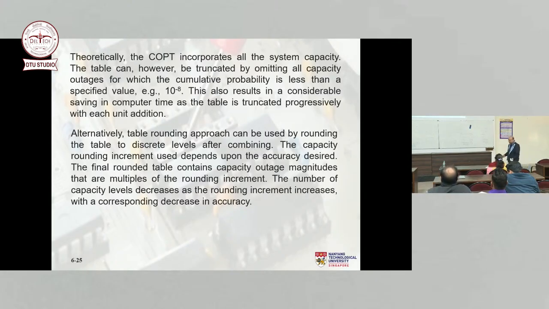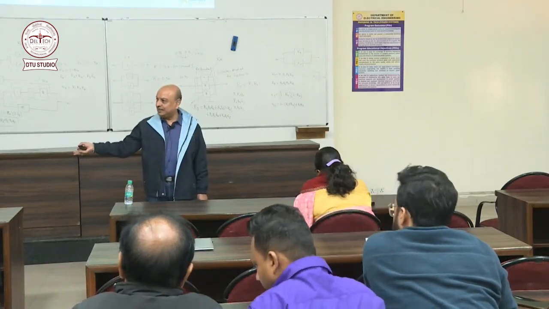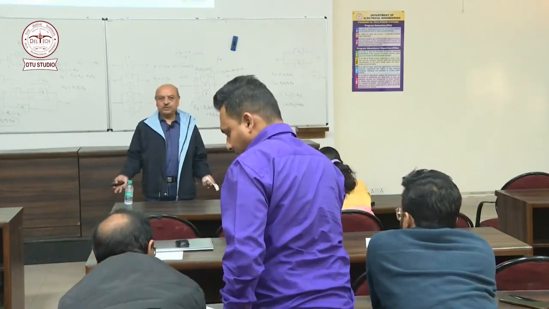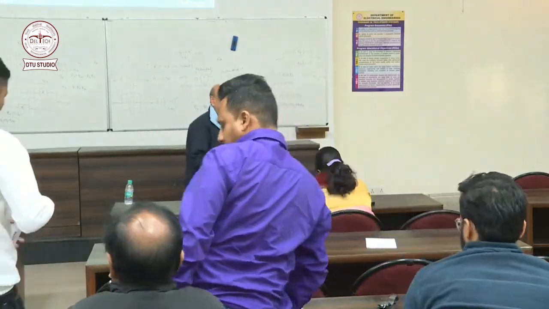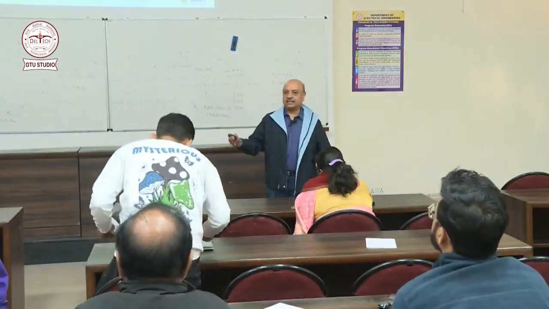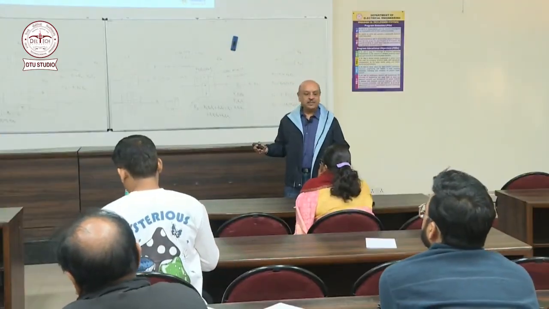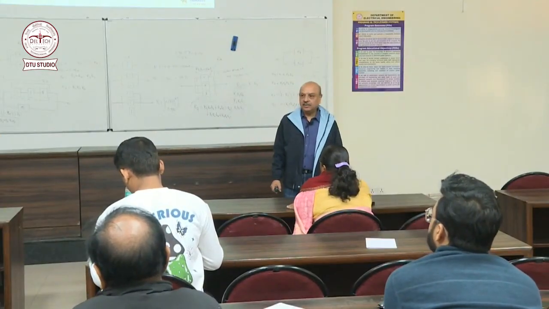Now we have this table. I gave you an example of 4 generators. We have 5 states. Suppose you have 40 generators, 2 to the power 40. So my capacity outage probability table will be huge. Of course, you can argue we have the computational facilities. Yeah, we can always write a small computer program and get that capacity outage table.